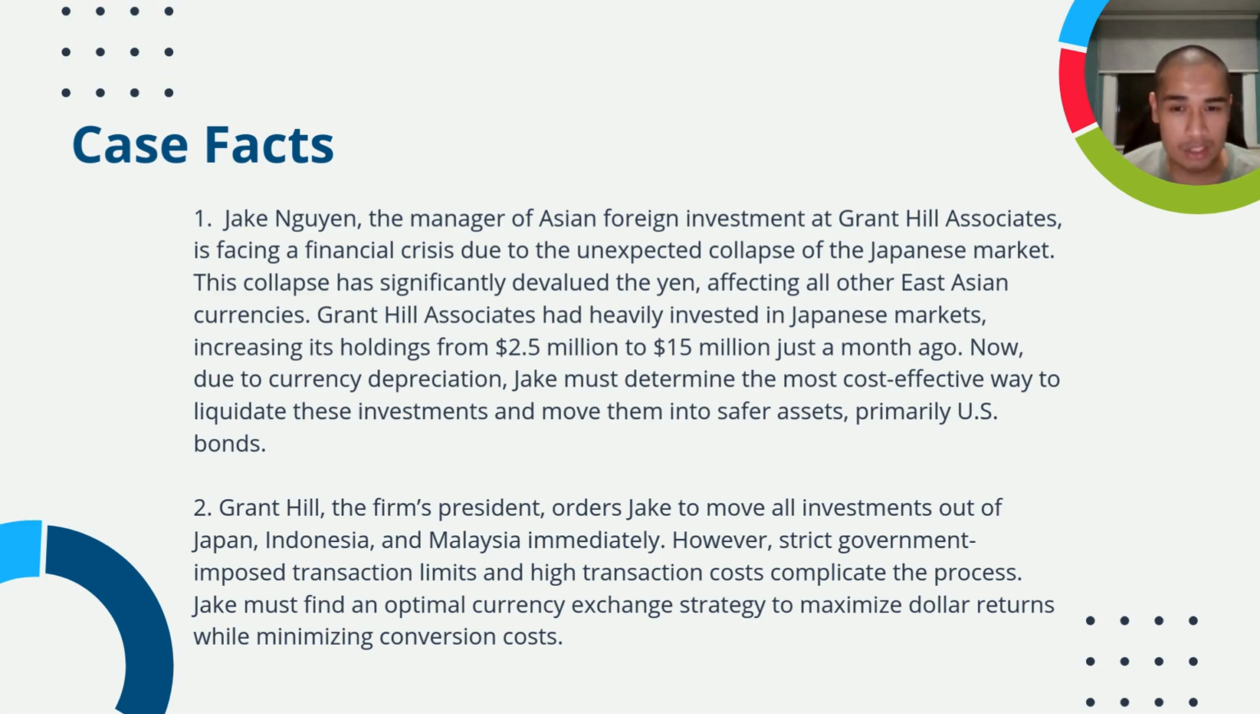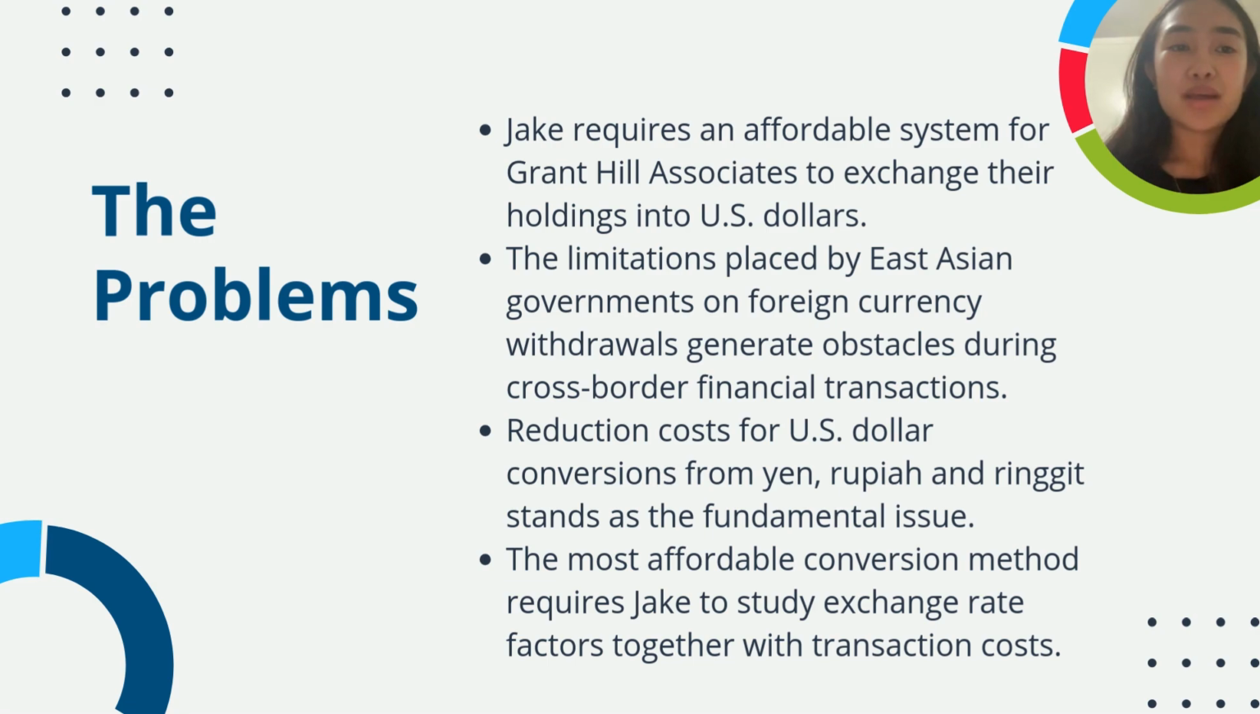Now, Grant Hill, the firm's president, orders Jake to move all the investments out of Japan, Indonesia, Malaysia immediately. However, strict government imposed transaction limits and high transaction costs complicate the process. Jake must find an optimal currency exchange strategy to maximize dollar returns, at the same time minimizing conversion cost. Jake needs to solve the problem of the case by finding an economical approach to convert Grant Hill Associates' holdings into US dollars despite the challenges of exchange rate fluctuations and transaction fee complexities.